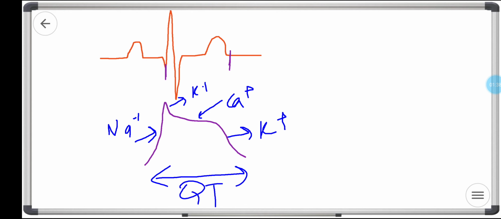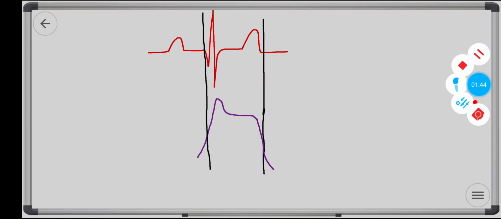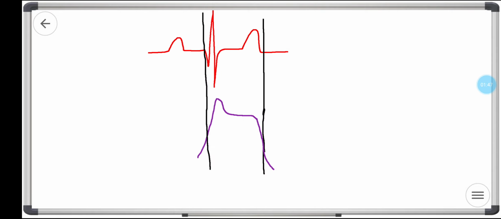This first one and the second one, this is what is happening. This is the QT interval, and down here is exactly what is happening in the ventricular cells, the movement of ions. This is the action potential, the ventricular depolarization as well as the ventricular repolarization, in this QT interval. And down here it is showing how the current moves.